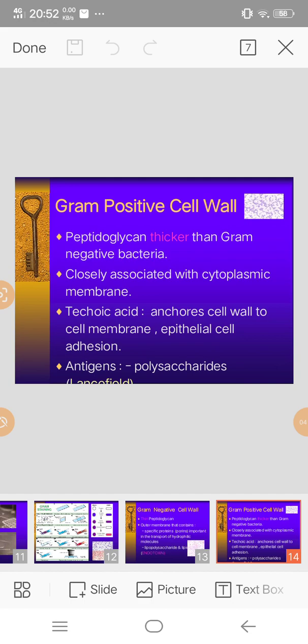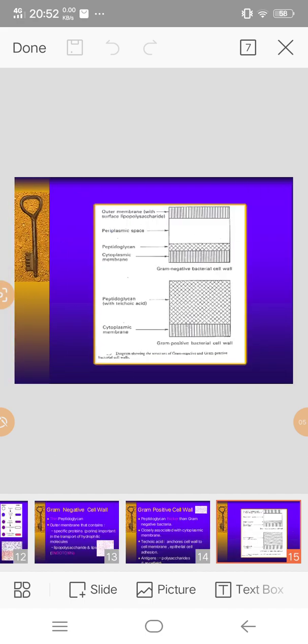Gram positive cell wall: the peptidoglycan layer of gram positive bacteria is thicker compared to gram negative, closely associated with the cytoplasmic membrane, and composed of teichoic acid, which anchors the cell wall to the cell membrane and helps in epithelial cell adhesion. Antigens are polysaccharides. Here is the structure of a gram-positive bacterial cell wall.